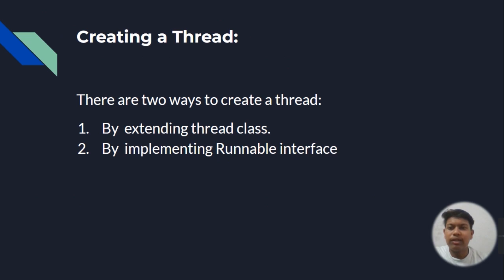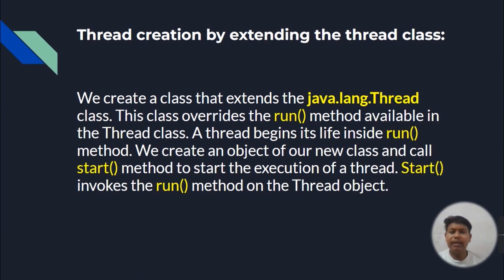Another topic is creating a thread. There are two ways to create a thread: by extending the Thread class, and by implementing the Runnable interface. Thread creation by extending the Thread class. We create a class that extends the java.lang.Thread class. This class overrides the run method available in the Thread class.